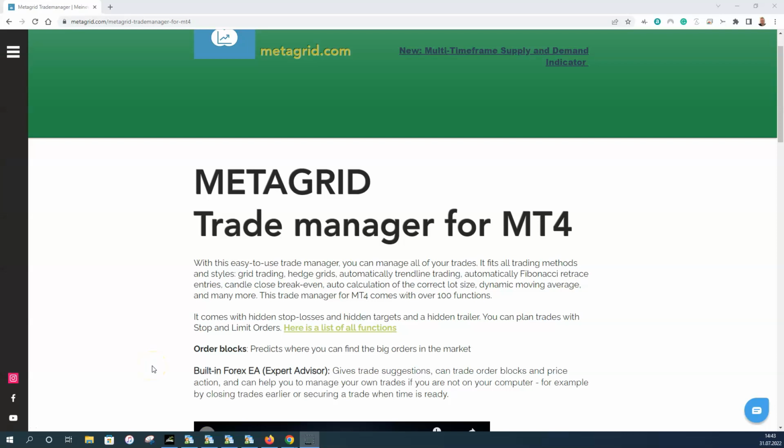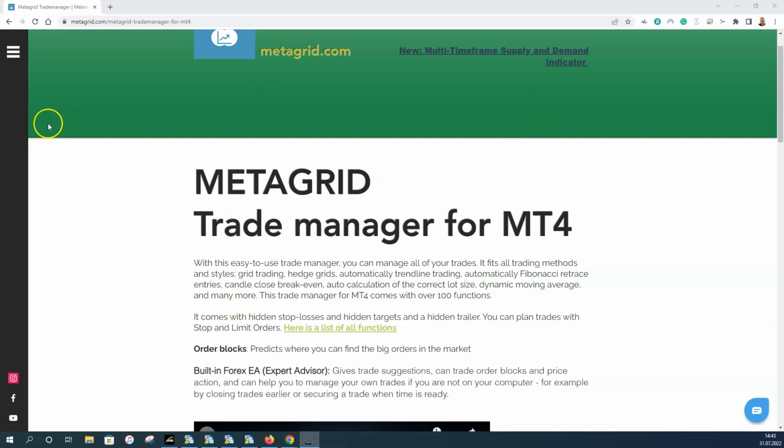Hello everybody, today I want to show you how you can activate in Metagrid the built-in Forex EA, and you can here see what the EA can do for you. And you need for this the premium version of Metagrid.